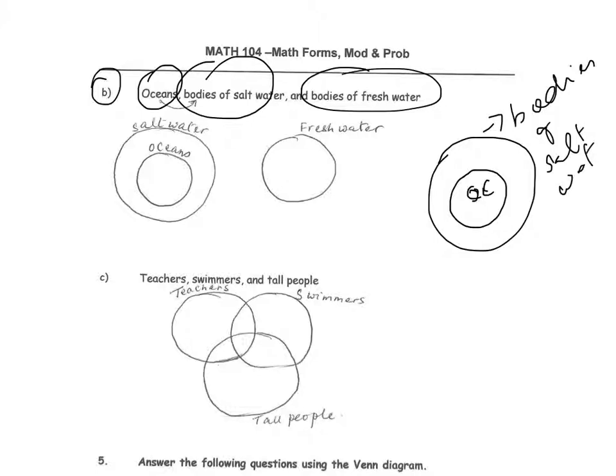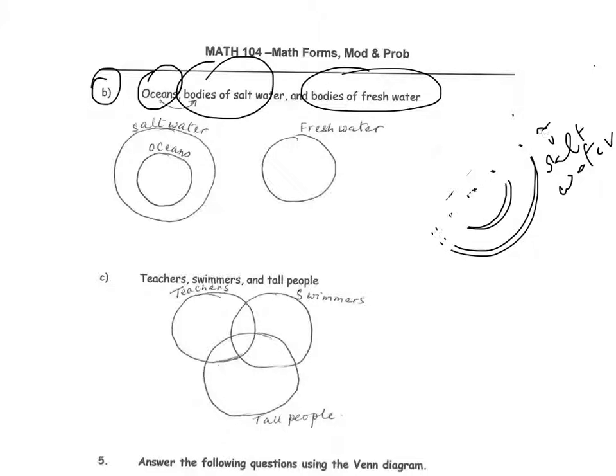But all bodies of salt water are not oceans, because there could be lakes that are bodies of salt water, because we could have saltwater lakes, and so on. So therefore, the set of all oceans sits inside the set of all bodies of salt water. And that's why we have the first Venn diagram, which is the set of all bodies of salt water containing the set of all oceans.